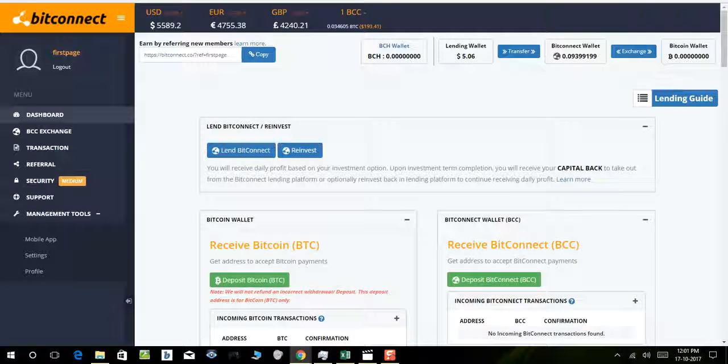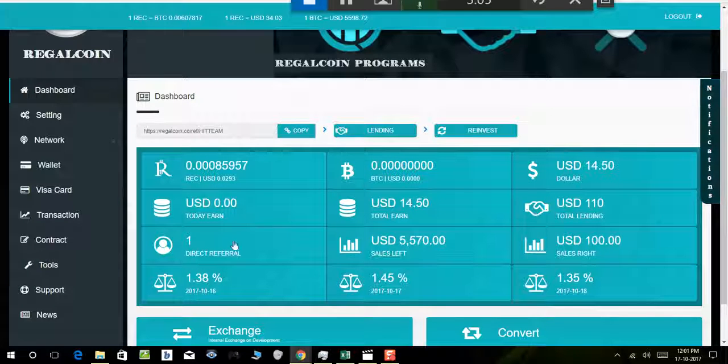Same thing goes for Regal coin. Here we are on Regal. I did a little bit less on here. I just put $100 in, or $110. I started just two days ago. And it already has brought us in $14.50, which is pretty cool, in like 2-3 days.